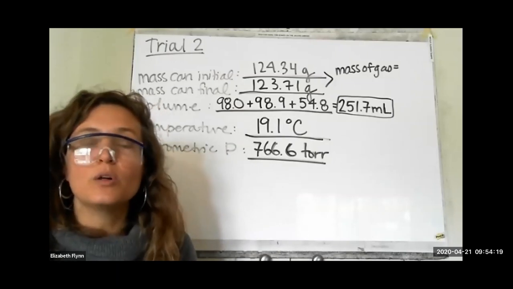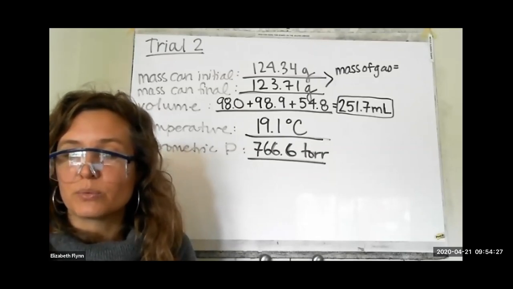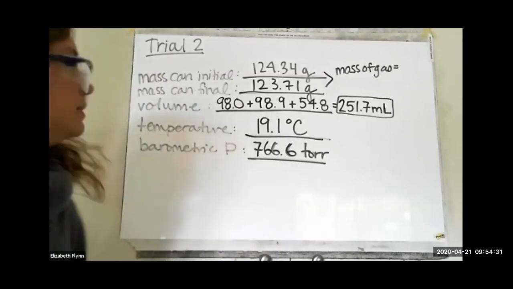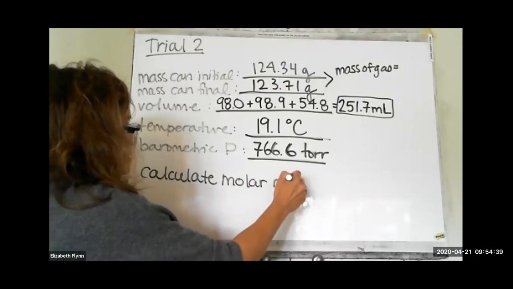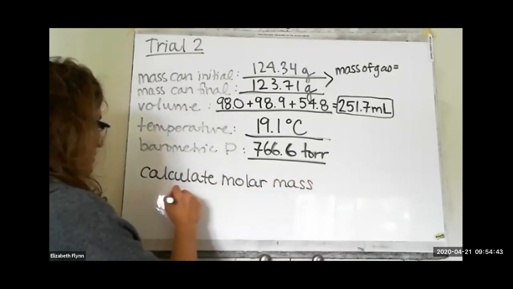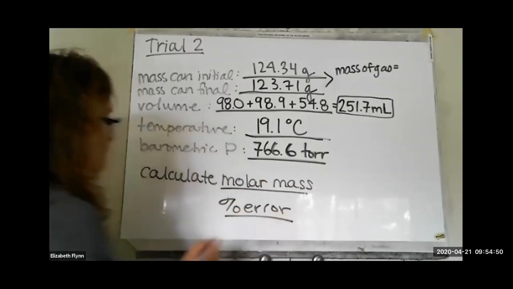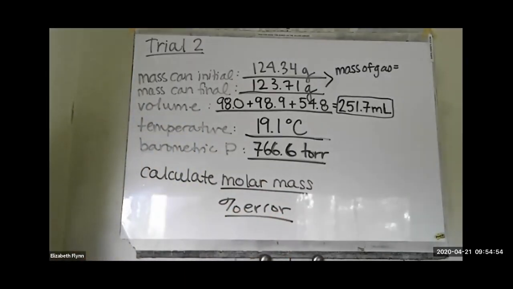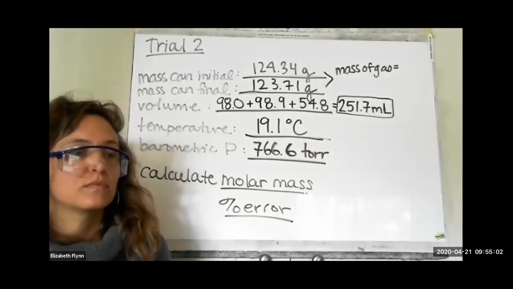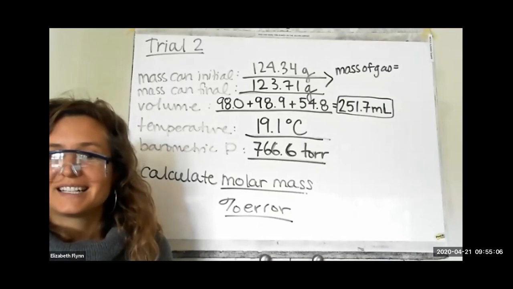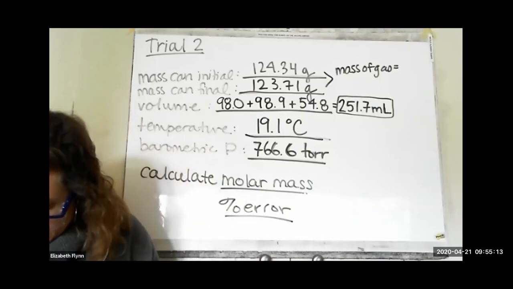And again, when you need help or when you're done and you want me to check your calculation, you click ask for help on the bottom and I'll come into your breakout room. And so I want you to calculate the molar mass and the percent error. Okay, that's what I want you to calculate for this trial here. Trial two. All right, so let's go for it and break up into breakout rooms.